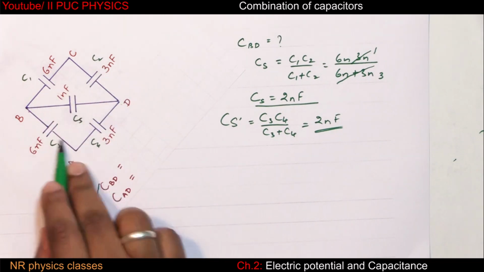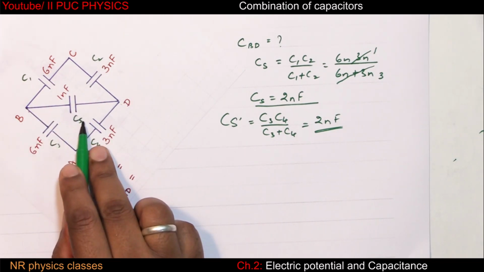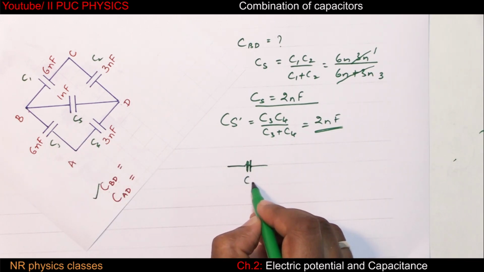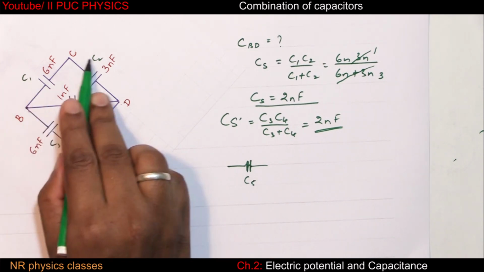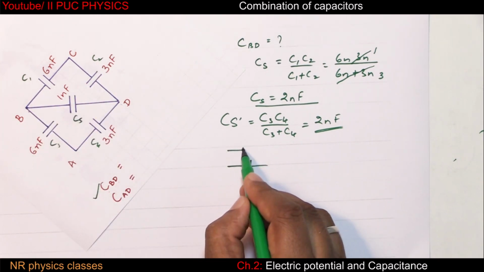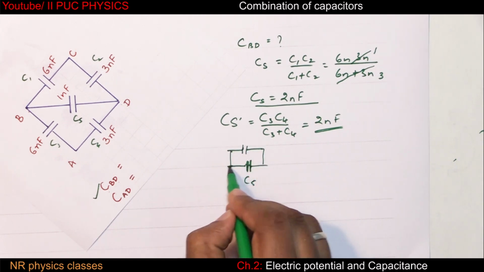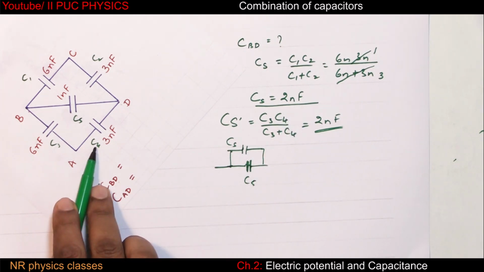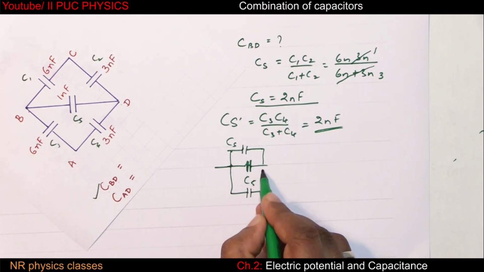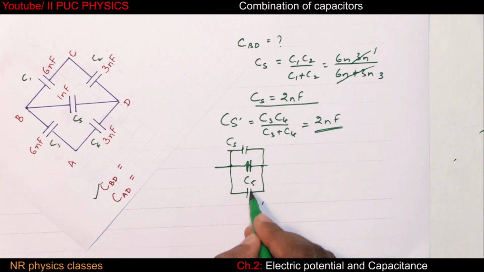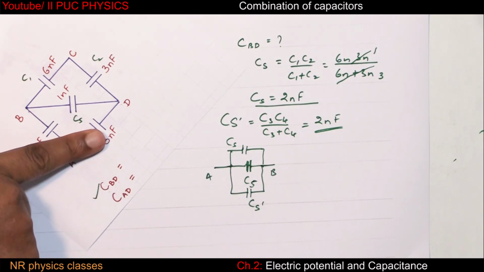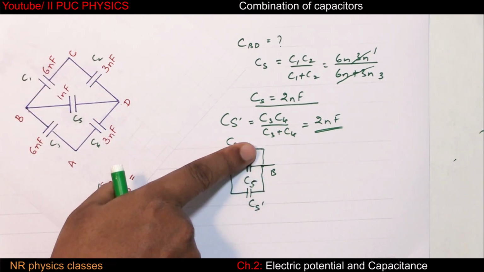Now, instead of this circuit, we have C5. This is C5, sorry, this is a capacitor, C5. Instead of C1, C2, we have CS, that is this. Instead of C3 and C4, we have one more capacitor, that is CS dash. This is C5, this is CS and CS dash, between A and B. Now observe, these three are in parallel.